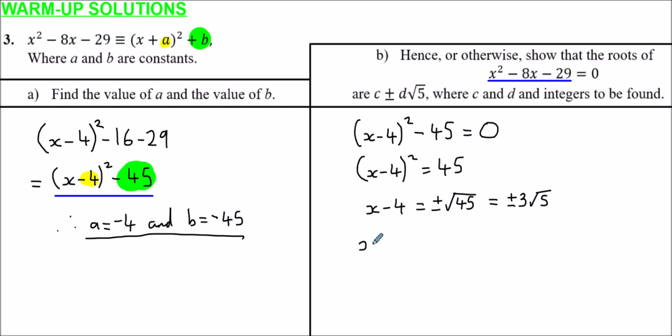Then by adding 4 to both sides, we see that x is going to be either 4 minus 3 root 5. So that's one solution we've got. Or it could be that x equals 4 plus 3 root 5. And so that's the second solution. So in this case, c is 4 and d is 3.